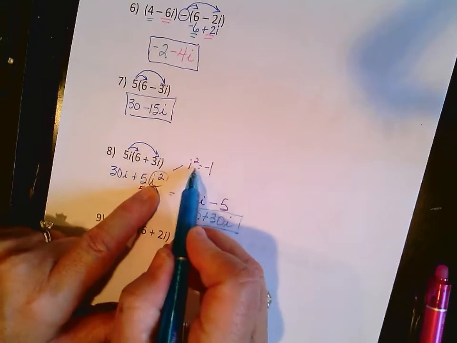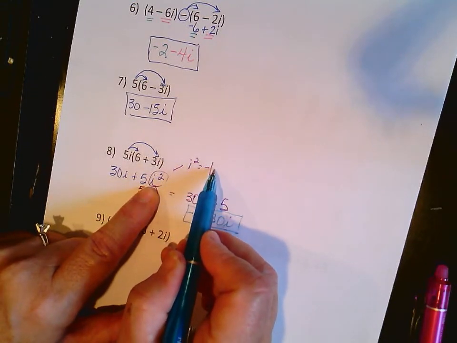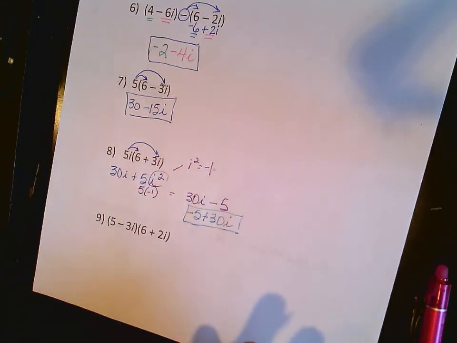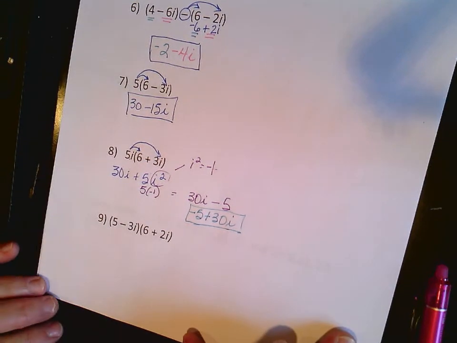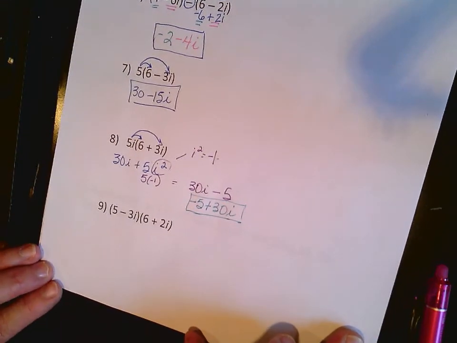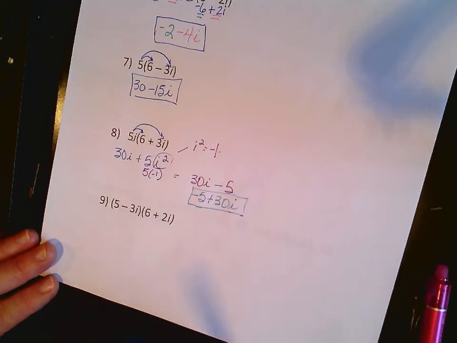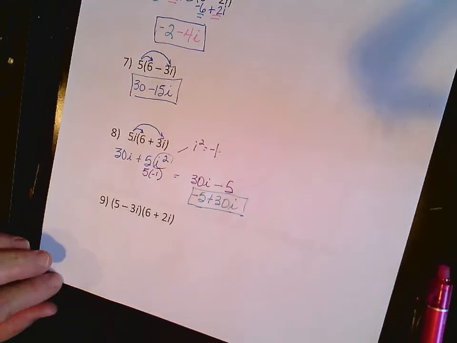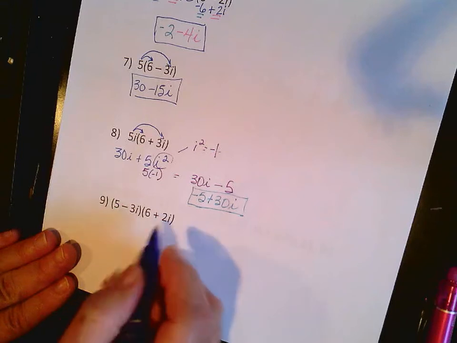So the key here is whenever you have i squared, you have to turn that i squared into a negative 1 and multiply it. Your answer should not have any exponents on your i term. If you have an exponent on your i term, then you haven't simplified it enough. All right, next one. These two parentheses are next to each other, so that means multiply. So we're going to FOIL.